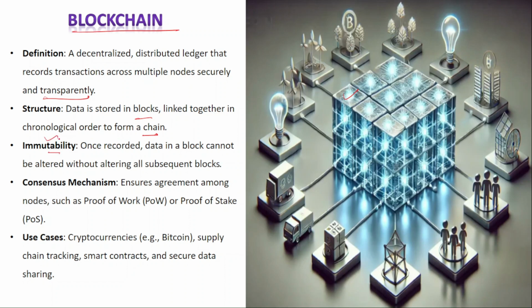Immutability, so this is important. What does immutability mean? Once recorded, data in a block cannot be altered without altering all subsequent blocks, which is impossible. Consensus mechanism ensures agreement among nodes, such as proof of work or proof of stake. Use cases: it is used in cryptocurrencies such as Bitcoin, supply chain tracking, smart contracts, and secure data sharing.